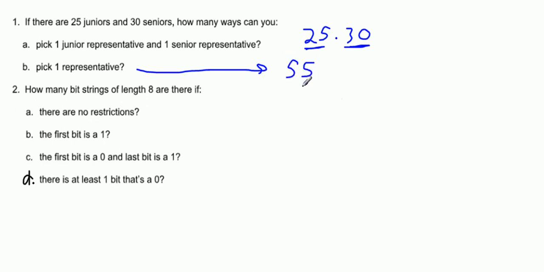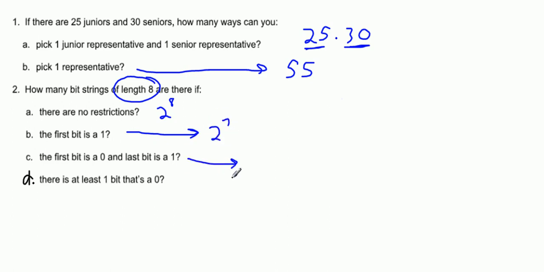could pick anybody. Here's a bit string of length 8, just like the one we did. So if there's no restrictions, you're going to have 2 times 2 times 2 times 2, 8 times. I would write it out as the blanks first and then recognize that. This video is just getting a little long, so I want to work through these a little more quickly. The first bit is a 1, which means the other 7 can be varied, so you would have 2 to the 7th there.